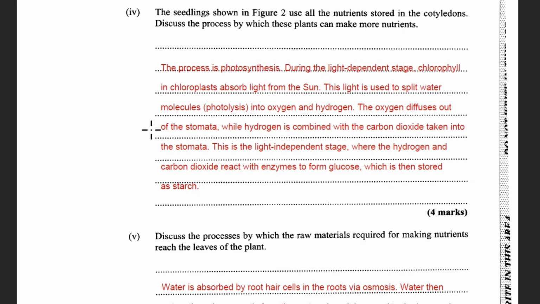taken into the stomata. So now you'll have a compound with carbon, oxygen, and hydrogen, and that would be a carbohydrate, in this case a glucose. So this would be the light independent stage where these enzymes work to combine the hydrogen and the carbon dioxide. And eventually that glucose, which is a monomer, which means it's a single molecule, not linked to anything else, would eventually, a bunch of them would link up to form starch, which is the storage molecule for sugars.